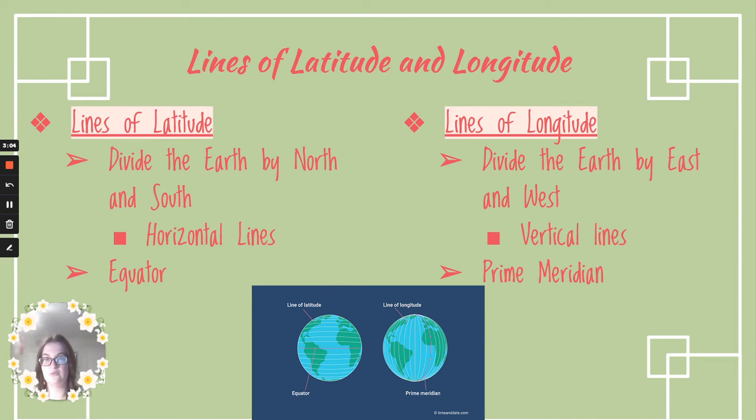So in order to find coordinates, which we'll talk about in a second, we use the lines of latitude and longitude. Lines of latitude are the ones that divide Earth by north and south, which are the horizontal lines. Think of them like rungs on a ladder. The one that divides us in half is the equator, which I think everybody knows by now. And then we have the lines of longitude, which divide the Earth by east and west, which are the vertical lines. The one that divides us in half at 0 degrees is the prime meridian.